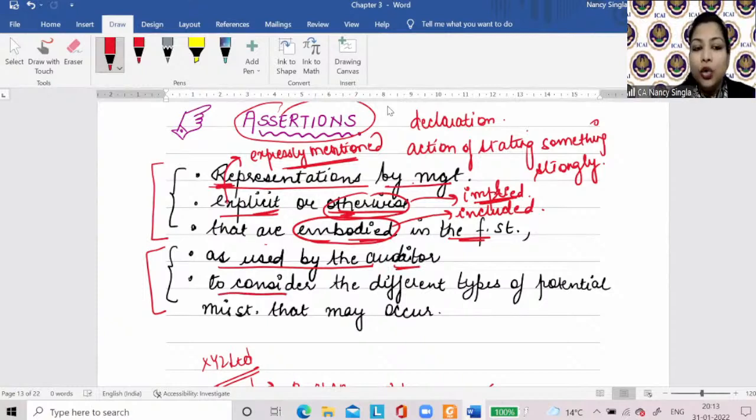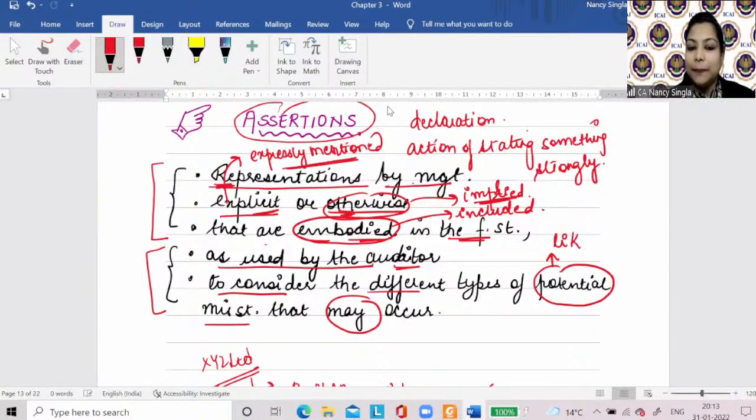Why? To consider different types of potential misstatement that may occur. Potential is what? Likely. अभी auditor is not sure न कि whether there is a mistake or not. Auditor is going to check them. And potential, it might be probable, like probability is there, or it is likely that misstatement may occur.